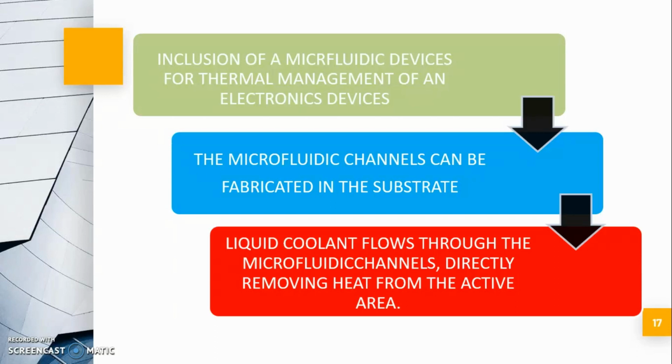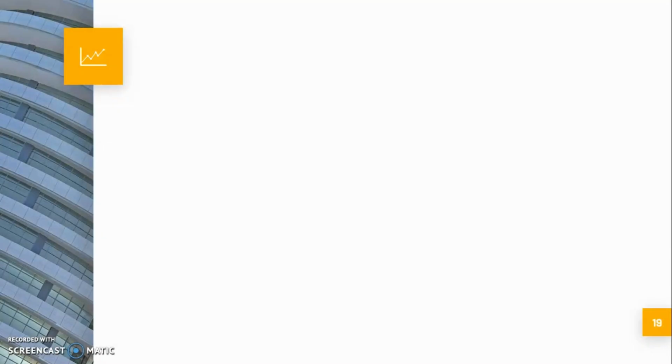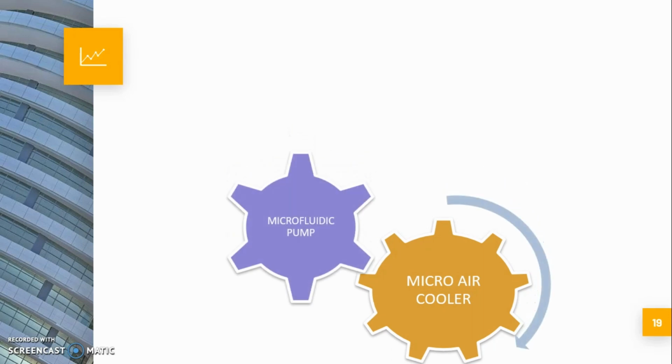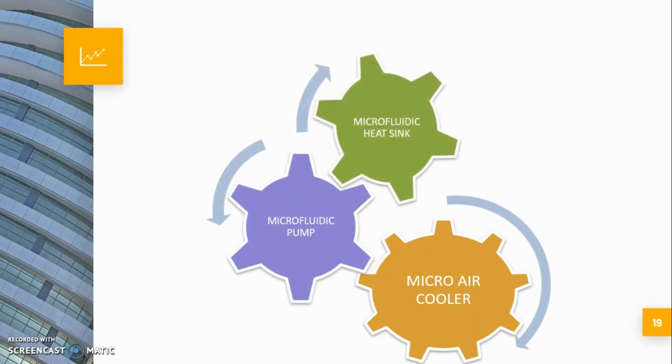With that, we can also integrate the microfluidic devices in between the stacked chips. This will result in relaxation of the thermal heat issue in 3D integrated chips. Now let's talk about the methods. There are three main basic methods for managing thermal issues in electronic devices: micro air cooler, microfluidic pump, and microfluidic sink.